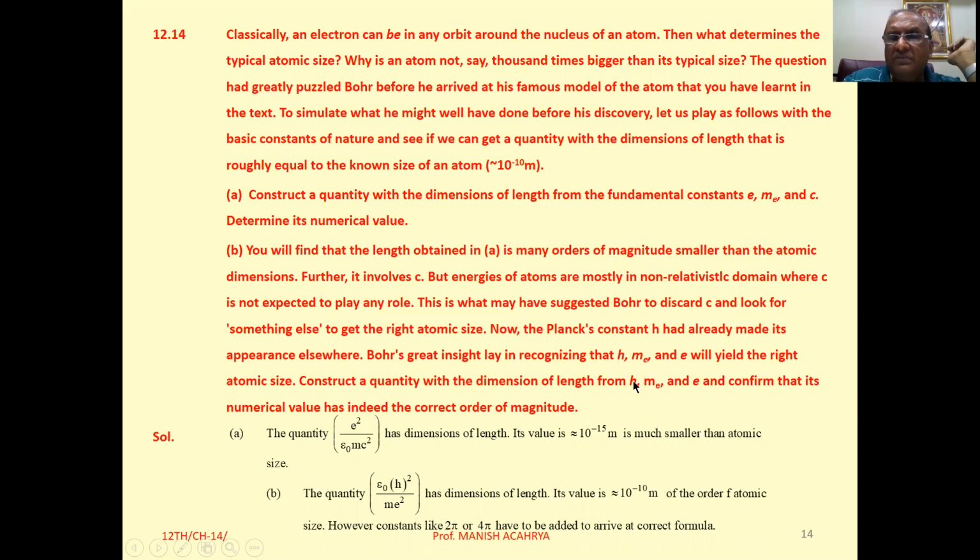Again here, by the combination of h, m_e and e, you will never get the dimensions of length. Again, here you have to include epsilon 0. Now, with the help of these four constants, the combination epsilon 0 h squared upon pi m_e e squared will give you the dimensions of length. Then if we substitute the values of epsilon 0, h, m and e and calculate the numerical value of this combination, we get nearly 10 raised to minus 10 meter. Clear to all of you?